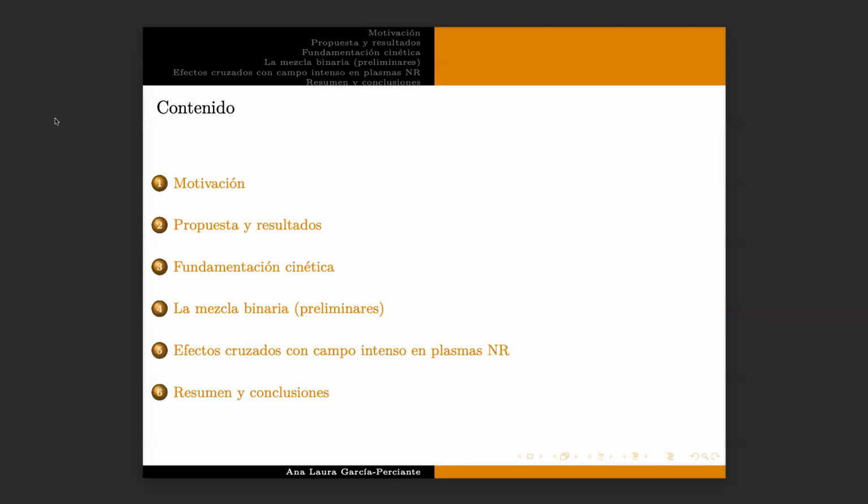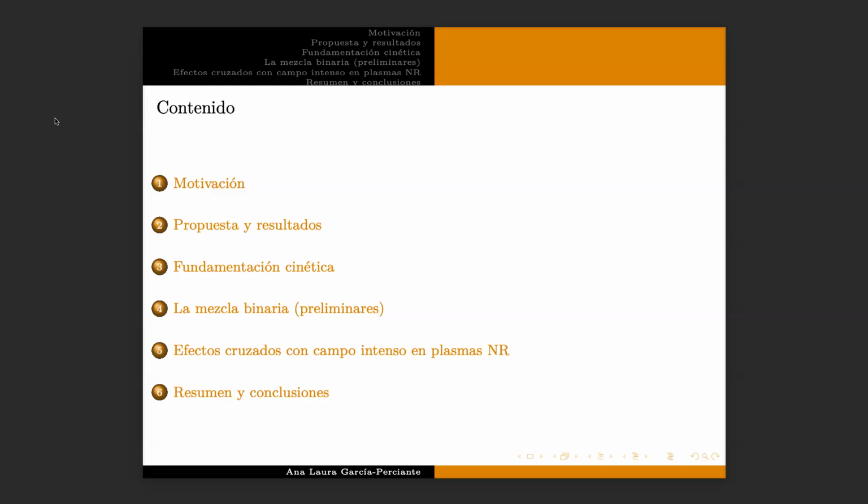First, I'm going to give some motivation, and then I'm going to go straight to the proposal of the new theory and the results. Then I'm going to go through the kinetic background, the kinetic foundation for the proposal. I'm going to address some preliminaries on the binary mixture, which we're kind of trying to work on.